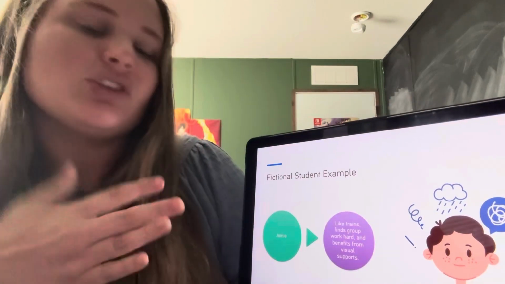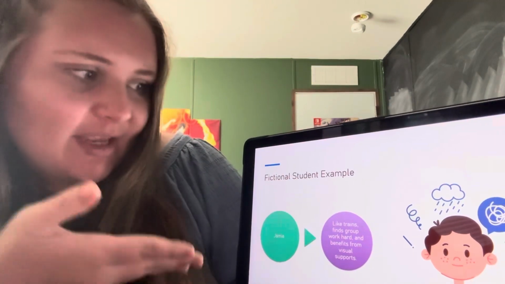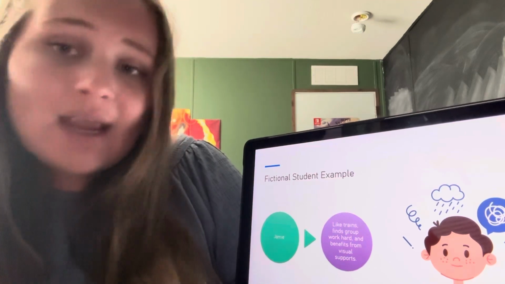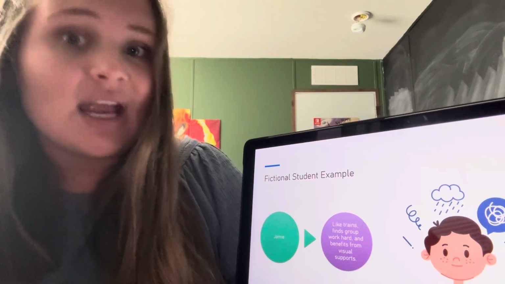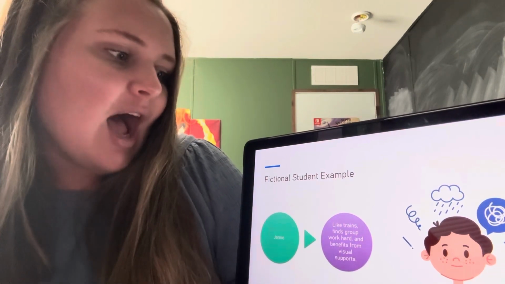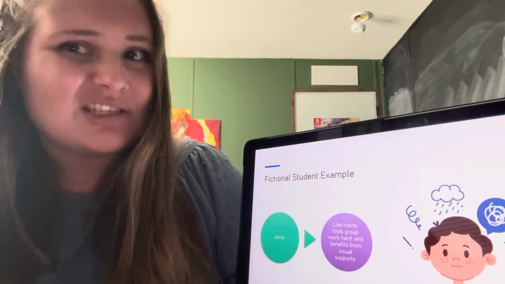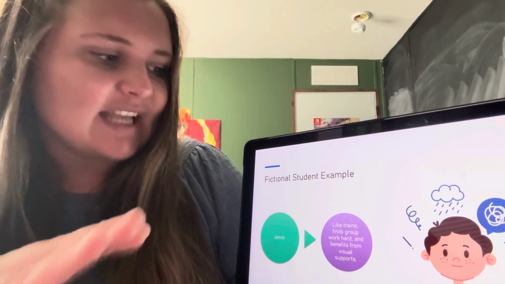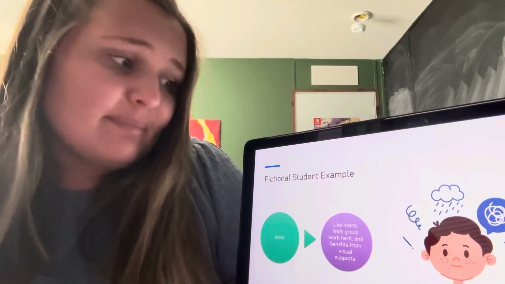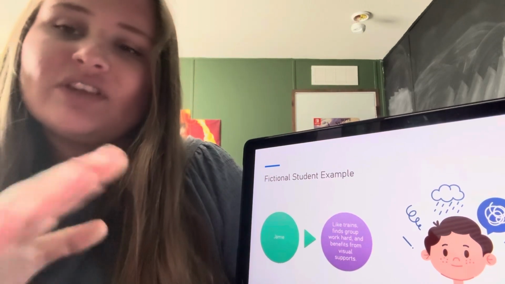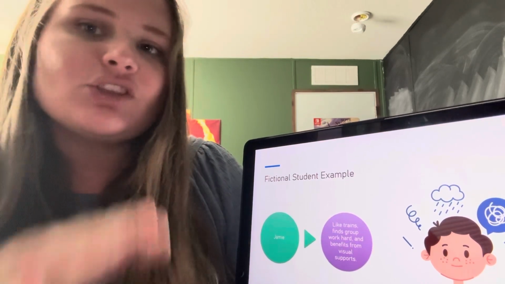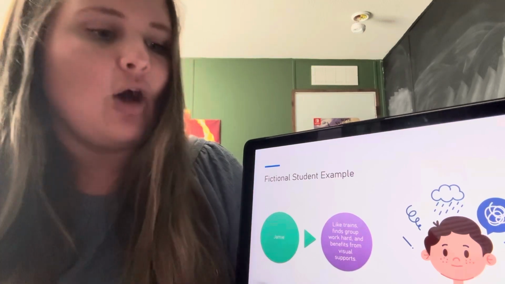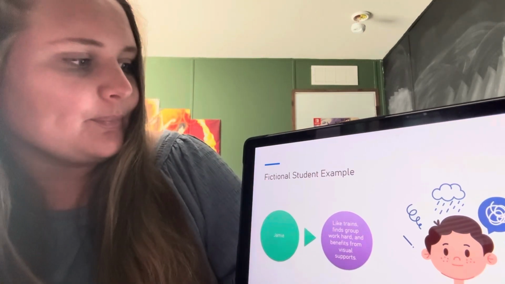So I have a fictional student example, Jamie. So Jamie likes trains a lot, knows everything about trains, ins and outs, how they work. Finds group work really hard, gets kind of overstimulated, but benefits from visual support. So like having visual things or graphs or charts really helps Jamie.